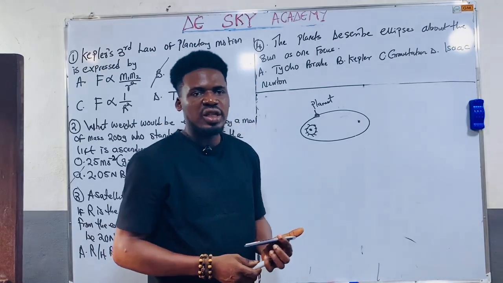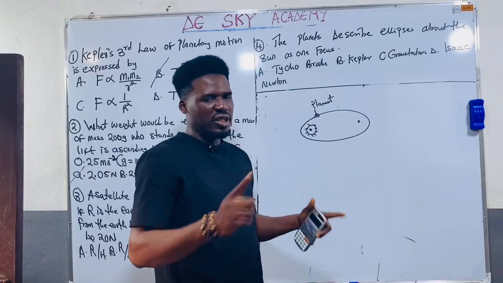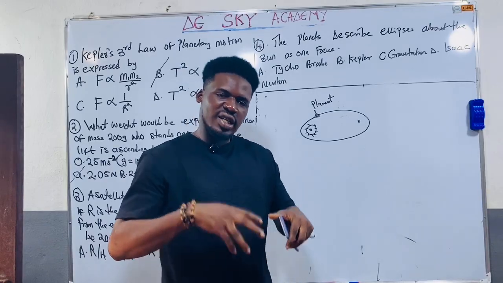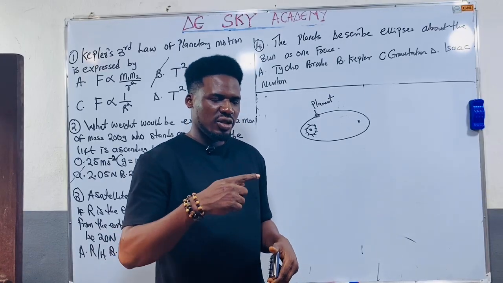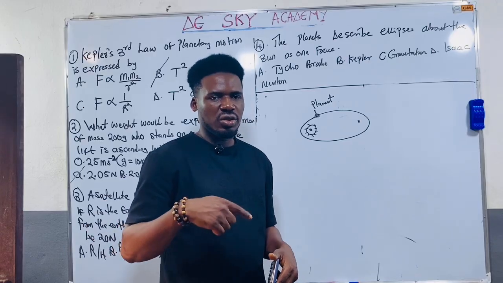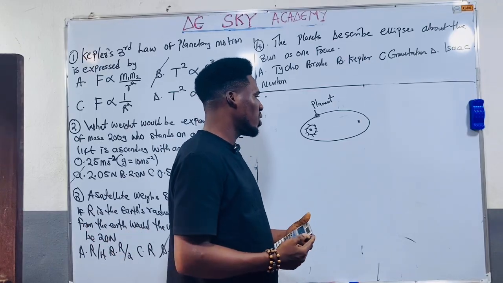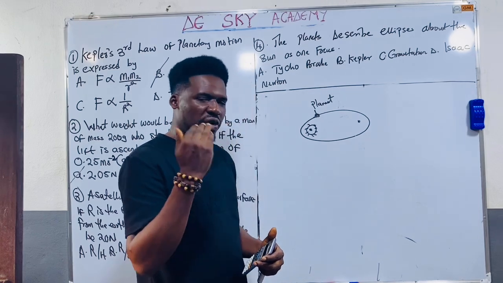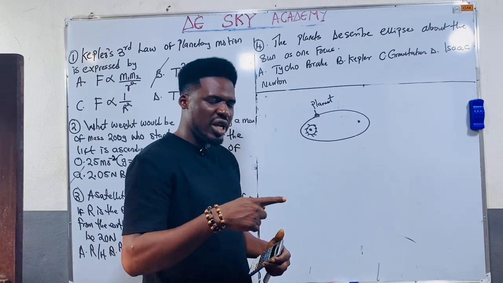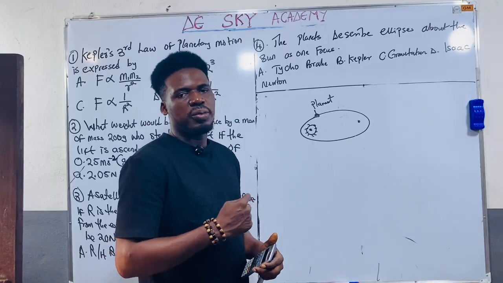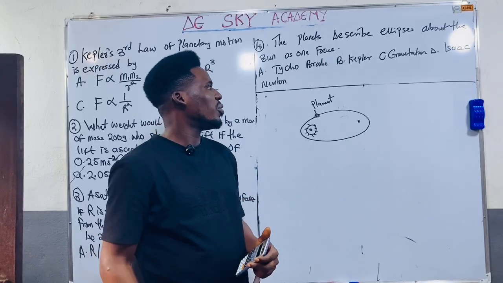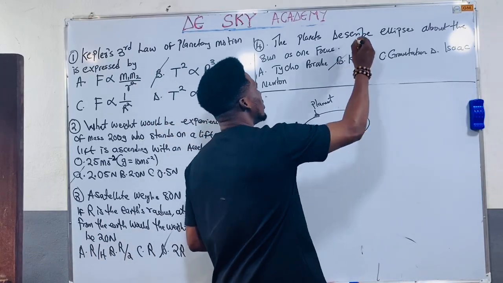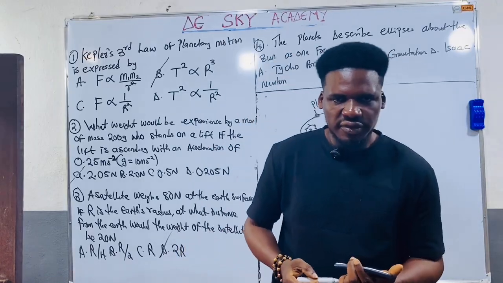Unlike our belief that the planet's orbit is circular and the sun is at the center, and the earth or the planet revolves around the sun at the center. No, it doesn't. So the person that gave us a clear picture of how the planet moves around the sun is called Kepler, which is option B. So note it. We'll go to question number 5 for now.